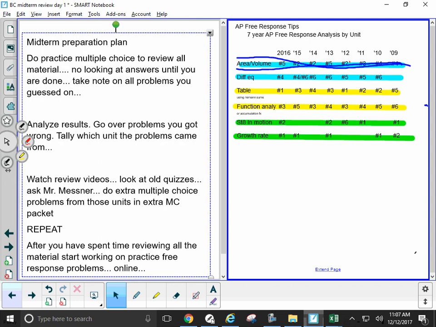Okay, so that's it. What I'm going to give you now is your first practice test, including practice multiple choice problems, as well as your multiple choice packet separated by unit. I'd like you for the rest of this class to finish the multiple choice part of this test. If you don't finish it in class, finish it for homework. And then I'd like you to analyze your results. Somewhere on the front or on the back, write down unit 1, 2, 3, 4, 5, 6, 7, 8, and tally how many problems you got wrong from each unit.